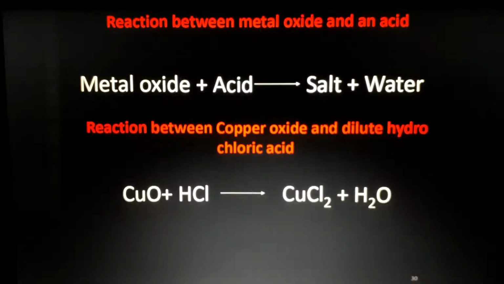CuO plus HCl will give CuCl2 plus H2. It's very easy to balance. Isn't it? How? Just add 2 here. Finished, I think. No, I am telling you, do it yourself. Okay, let's move to the next part.